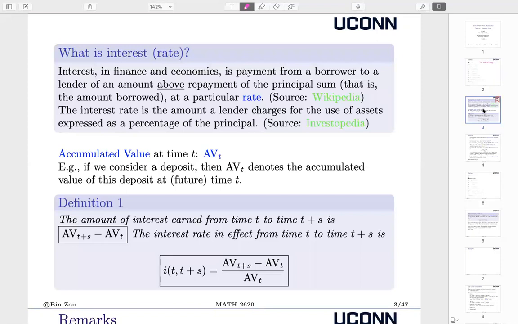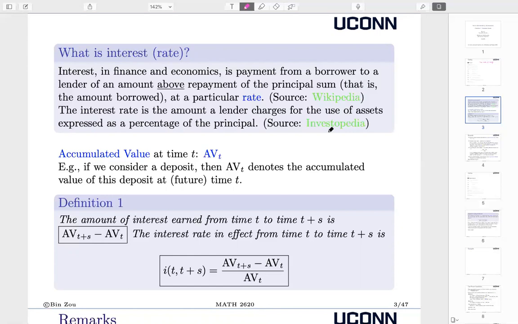There are several definitions here. In the box, I copied two definitions, one from Wikipedia, the other one from Investopedia. Here, this color green shows it has a web link. So if you are reading the slides, you can click on these two words to go to the specific web page for more information. So let's take a look at these definitions together.